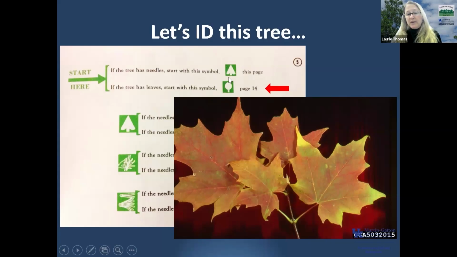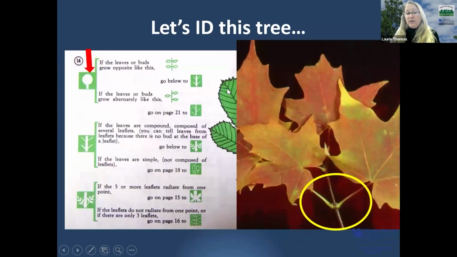So remember what that little logo looks like right there. It kind of looks like a stylized or lollipop tree. Remember what that looks like and flip over to page 14 in your guide. And you'll look for that same little logo, and that logo is that stylized tree, and it's the very top bracket on page 14. So now it's asking us about our leaf arrangement.